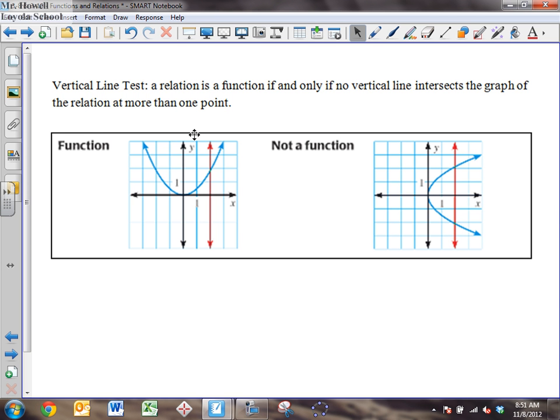What kind of a graph is this on the left? What do we call that shape? Parabola. Good, parabola. Now, any parabola, I will tell you right now, any parabola is a function. And think about the shape of a parabola. It's always either a U or an upside down U. So by default, you're only going to intersect once. You're never going to intersect twice.